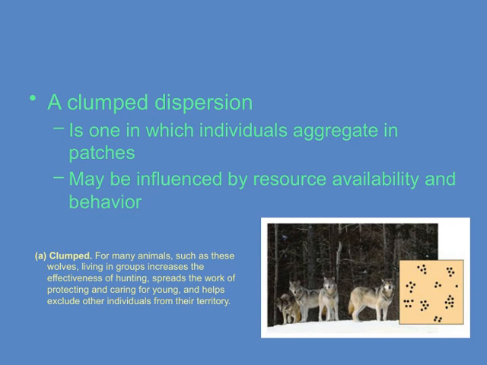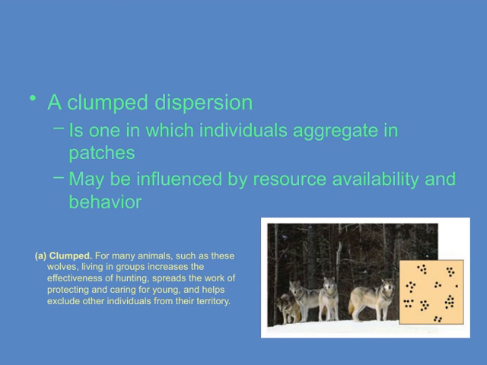This pattern often reflects the way resources are distributed in the environment or specific behaviors of the species. For example, many animals, like these wolves, live in groups because it boosts their chances of success. Living together makes hunting more effective, as they can coordinate and take down larger prey. It also helps spread out the responsibilities of protecting and caring for their young, which is crucial for their survival.